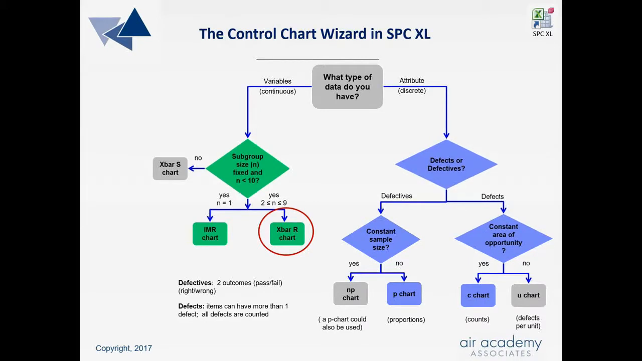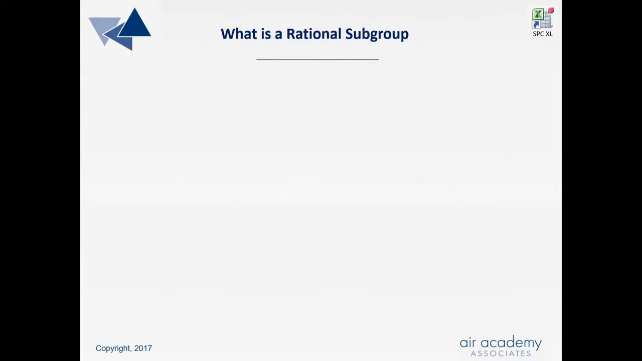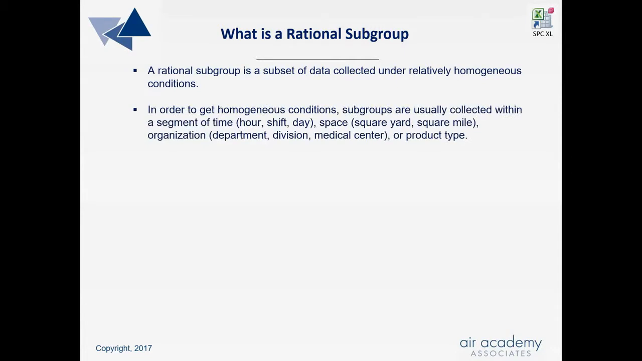So what exactly is a subgroup? These subgroups are typically called rational subgroups because it's a subset of data collected under relatively homogeneous conditions. Now, in order to get homogeneous conditions, subgroups are usually collected within a segment of time, like an hour, a shift, or a day. And if we're dealing with space, it could be a square yard or a square mile. It could be organizationally, different departments, different divisions, different medical centers, or it could be different product types.